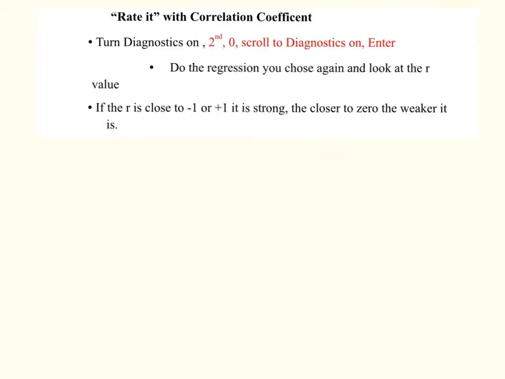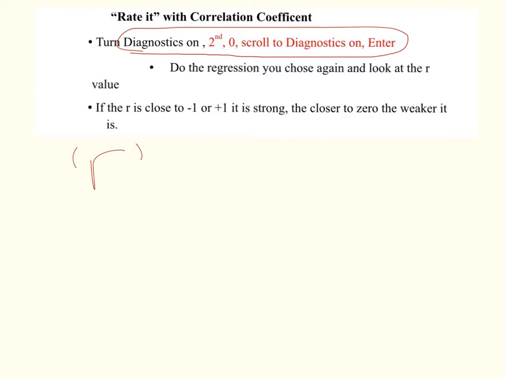To rate it with the correlation coefficient, what does that mean? Well, how accurate is your line of best fit? The way to do that is by turning on your diagnostics. You'll do that by hitting second 0. Scroll to diagnostics on and hit enter. You want to keep hitting enter until it says diagnostic on and done. Once it says that, you can type in your data just like we did before and hit stat calc 4, stat calc 5, or stat calc 0 to get to your R value.